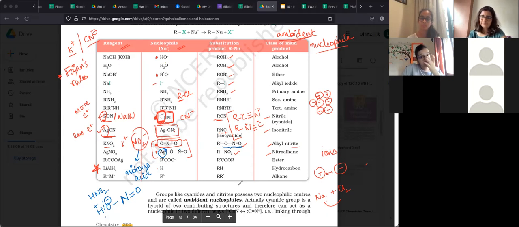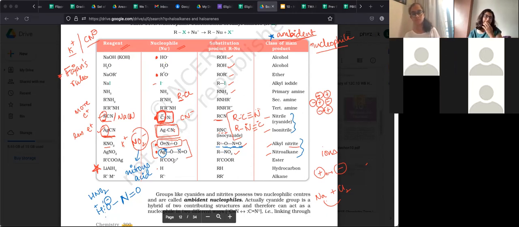Can this reasoning be asked in the exam? Yes, that's why I mentioned ambident nucleophiles. What are ambident nucleophiles, you need to know. Remember a couple of examples: cyanide, isocyanide, nitrite, nitro group. These are examples of ambident nucleophiles, and the reason behind which one is preferred for which reagent. You may be asked direct application also. Chloropropane, when it is treated with AgCN, what would be the major product? Then you need to identify that it will not be cyanide, isocyanide will be the major product. That's what they're looking for.